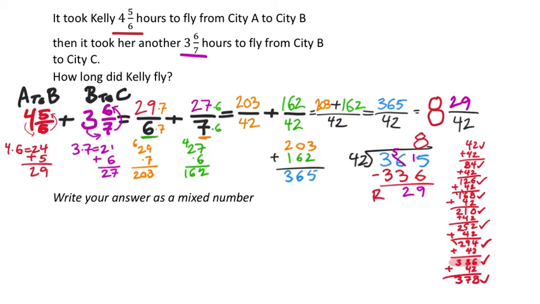And last thing we need on this is a label, because we are dealing with a word problem. So, what was the label? We already talked about it. It's in hours. How long is it in hours? And it's 8 and 29/42 hours. So let's go and put our label on this one. Hours. That's it.